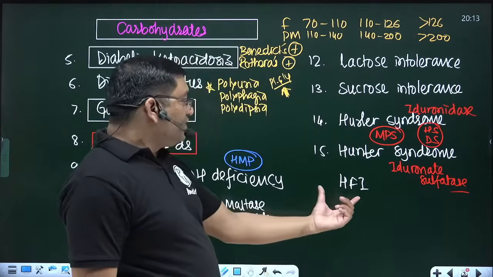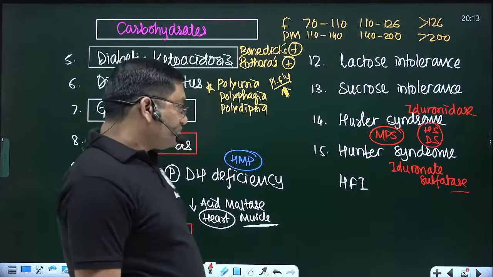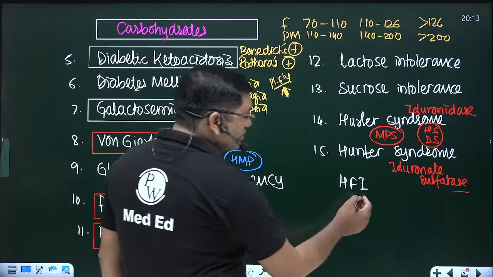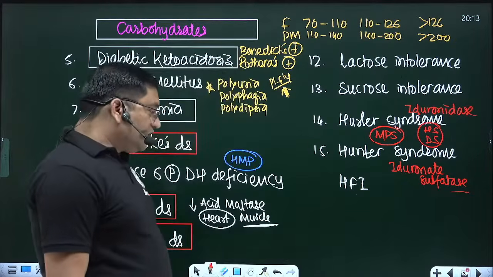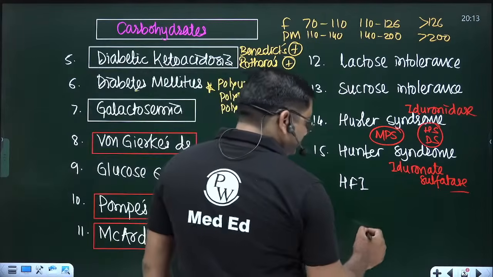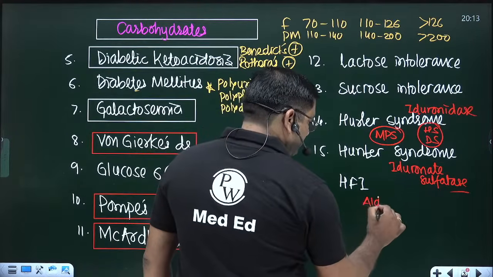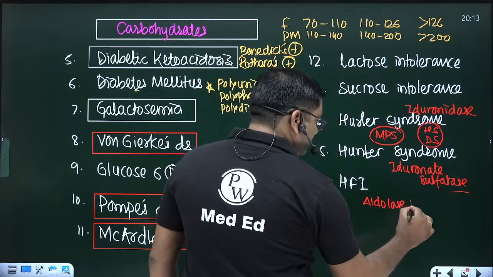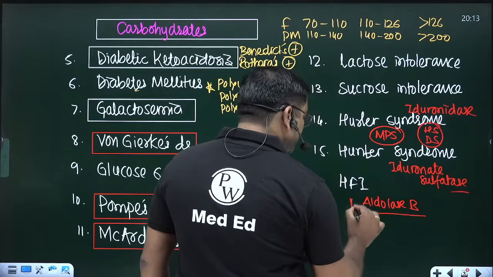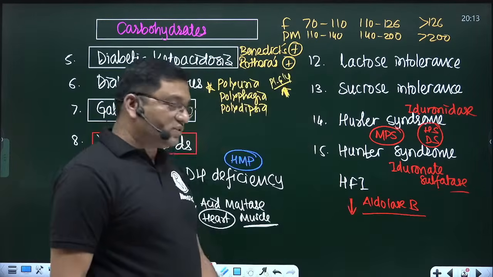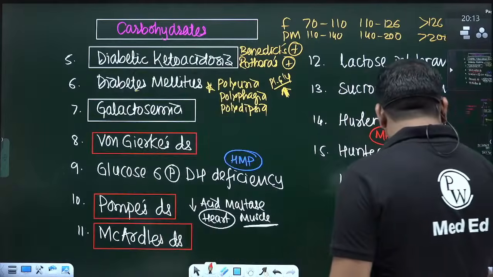And hereditary fructose intolerance, this is again an autosomal recessive disorder due to a defect in the enzyme aldolase. Aldolase B enzyme is defective in hereditary fructose intolerance. We'll discuss this, just wait.